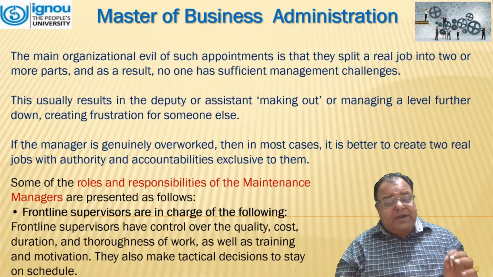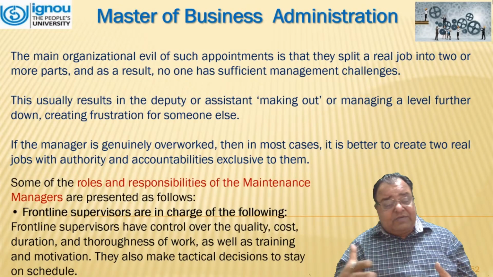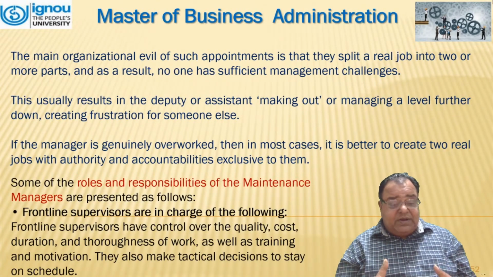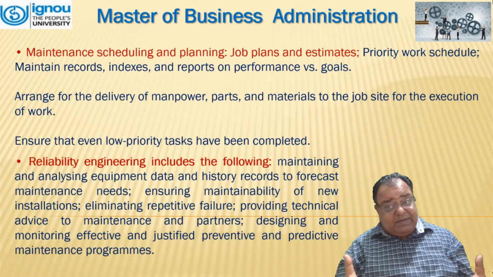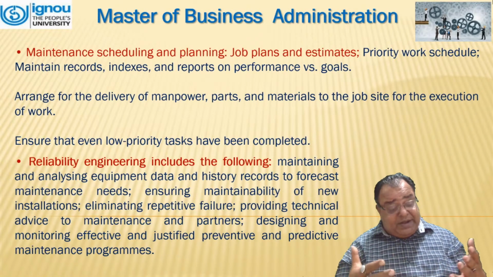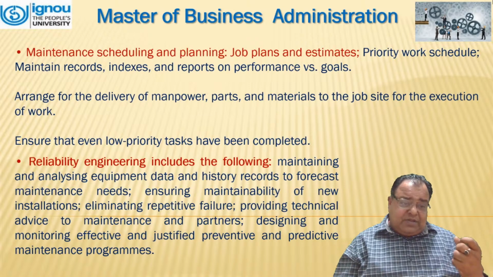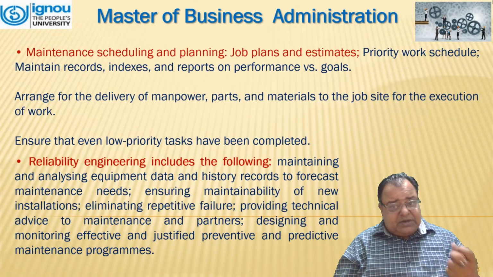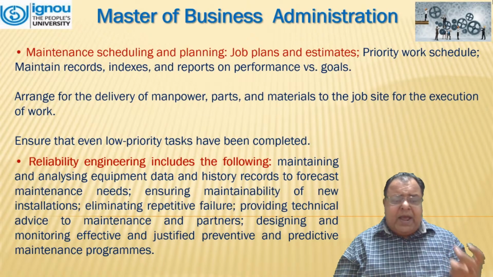Some of the roles and responsibilities of maintenance managers are: first one is frontline supervision and in charge of the following. Frontline supervisors have control over the quality, cost, duration, and thoroughness of the work, as well as training and motivation. They also make tactical decisions to stay on schedule. Maintenance scheduling and planning, which includes job plans and estimates. Priority work schedule, maintenance records, indexes, and reports on performance versus goals. Arrange for the delivery of manpower, parts, and materials to the job site for the execution of work. Ensure that even low priority tasks have been completed.